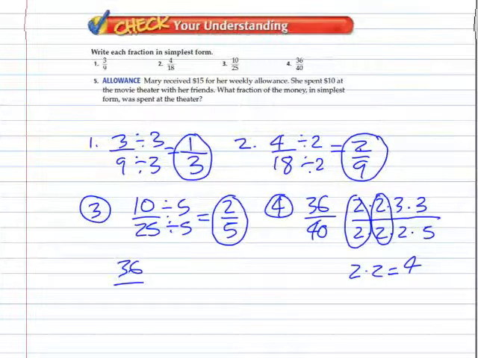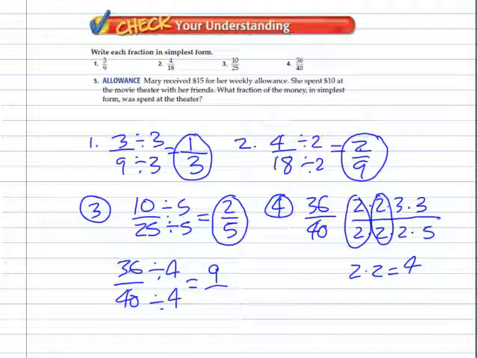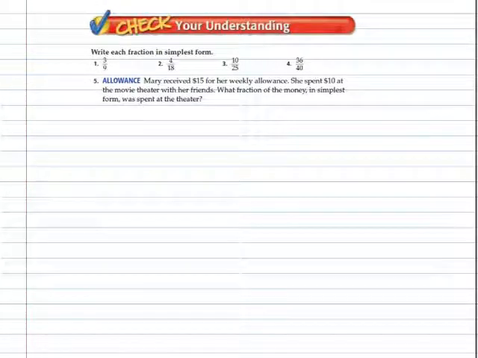36/40. Divide numerator and denominator by 4. My simplified fraction then is 9/10.